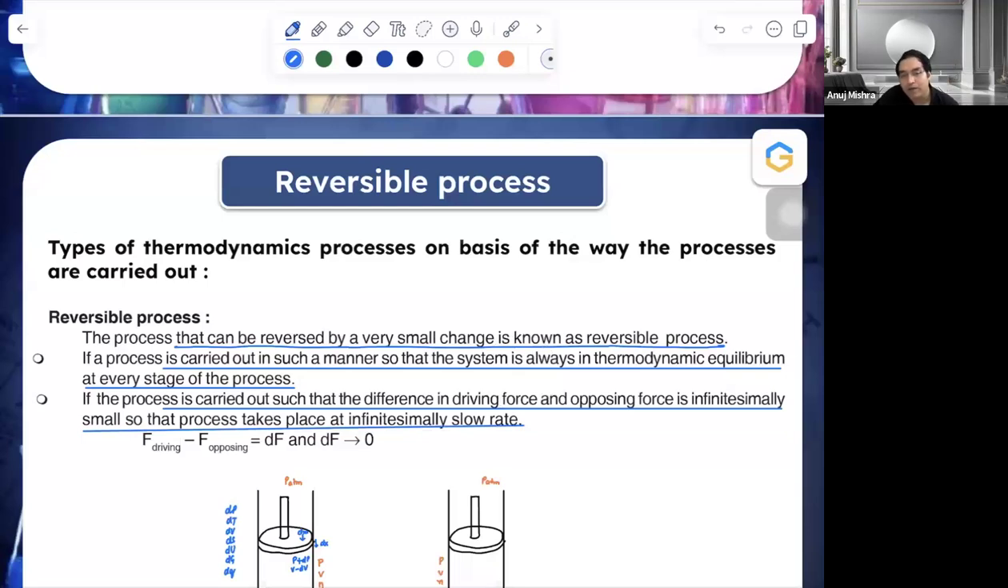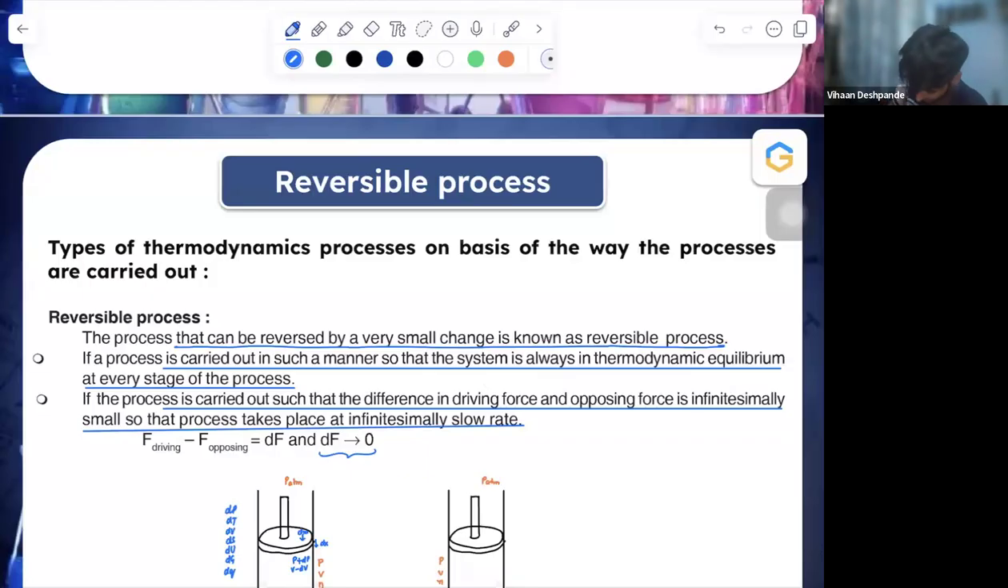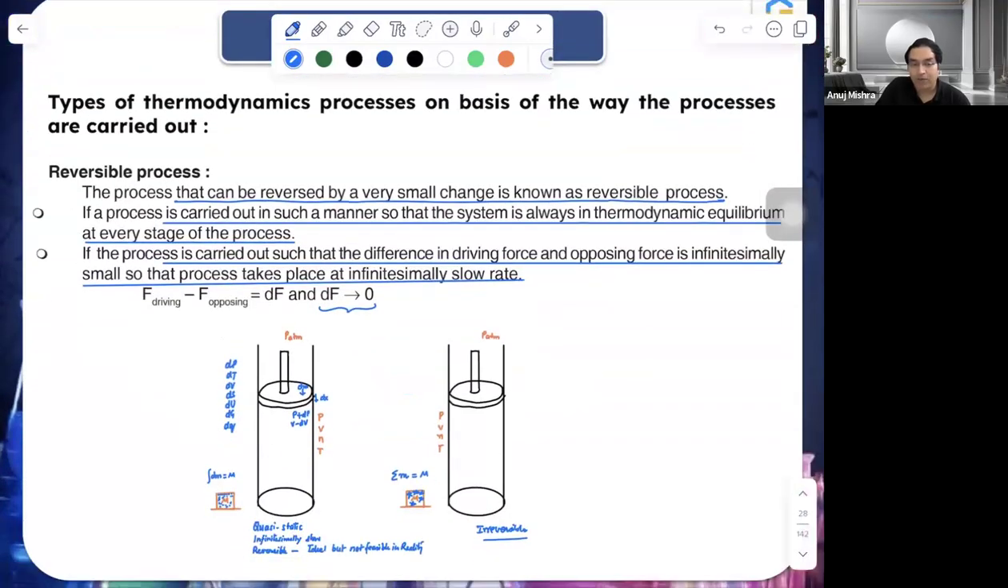Is the line clear? The force which is driving and the opposing force is very, very small differentiated, right? So that the process is happening very slow. Okay. Net dF is almost zero. Make sense? Vihan, is it clear? Yes, sir. Okay. So this is your point number one.